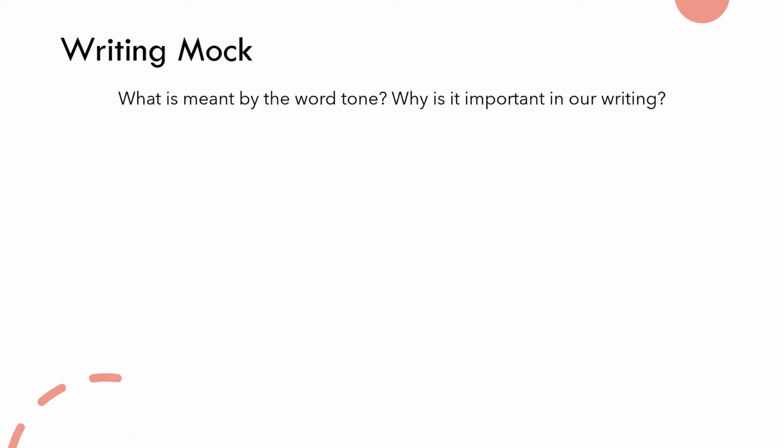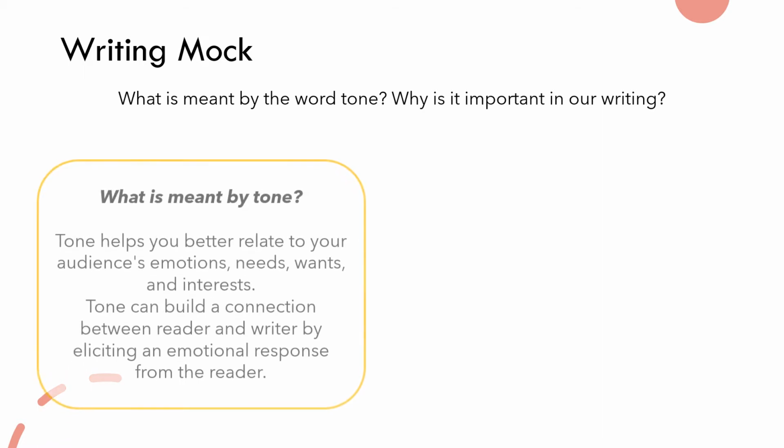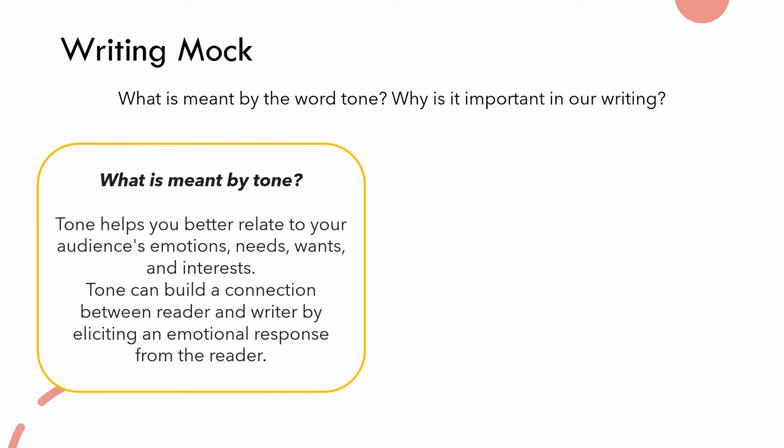So first of all then, what is meant by the word tone and why is this so important in our writing? If we look at the actual definition of why this is really important, tone helps you better relate to your audience's emotions, their needs, their wants, and their interests. It can build a connection between reader and writer by eliciting an emotional response from the reader. So by talking about the tone, we're showing our emotions, our feelings, and that is a real important way to get a connection with the audience as well.